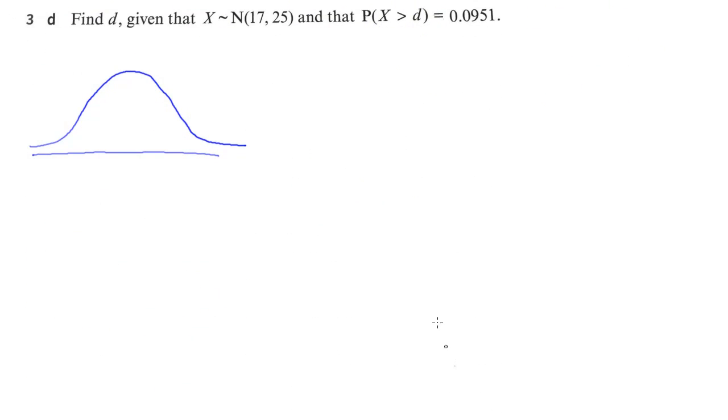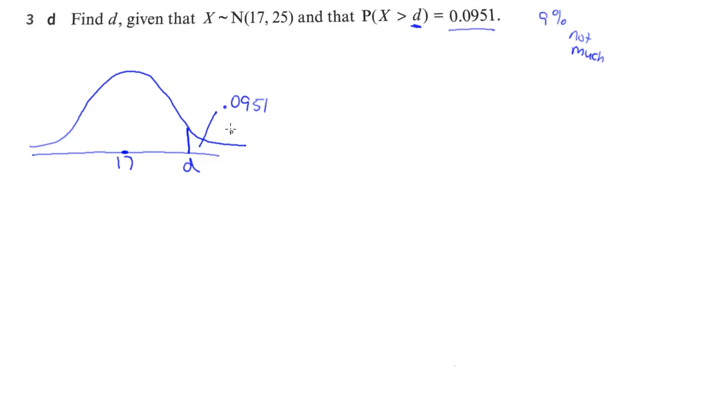In this problem, we've got that x is a normal distribution with a mean of 17 and a variance of 25. They want us to find d, where the probability that x is bigger than d is 0.0951. So that's not much. That's only like 9%. So that, keep in mind, it's above whatever my value is I'm looking at. So that means this area here is 0.0951. That's where my d is.